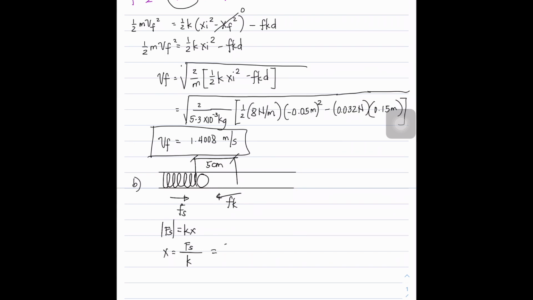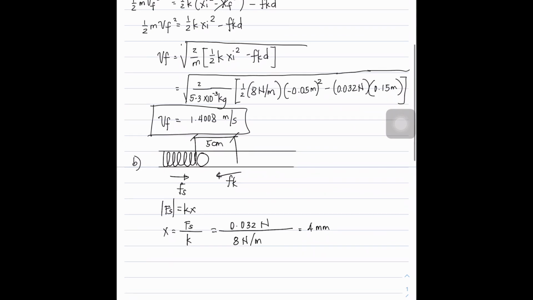We have 3.20 times 10 to the negative 2 newtons over 8 newtons per meter. Or you could simply say 0.032 newtons, which is the same. Solving this, 0.032 divided by 8 is 4 times 10 to the negative 3 meters, or 4 millimeters.